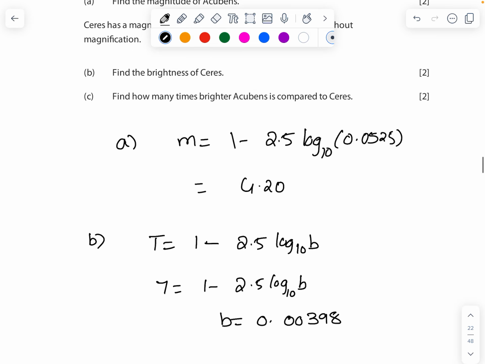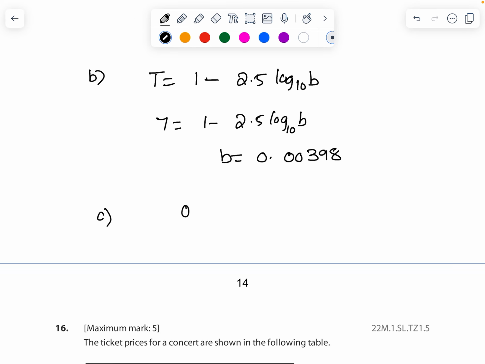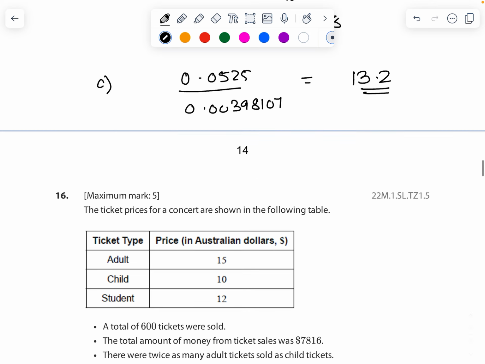Find how many times brighter Acubens is compared to that of the Ceres. So Acubens is 0.0525 divided by 0.0098. Take the full calculator display. Don't take only 3 significant figures. You should be getting it at 13.2.